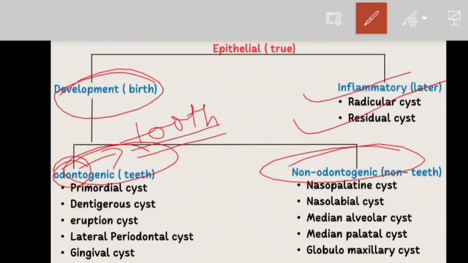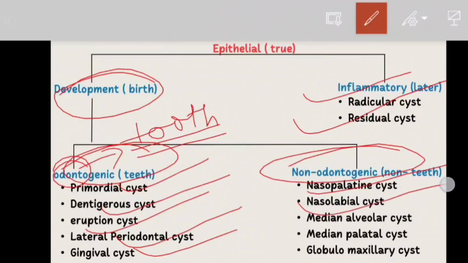So odontogenic cysts are related to the tissue which is involved in the tooth development. They are the primordial cyst, dentigerous cyst, eruption cyst, lateral periodontal cyst, and gingival cyst. So these come under the odontogenic cyst. So what does the word odontogenic remind you of? Yes, the answer is tooth. Excellent. Now the non-odontogenic cysts are not derived from tooth related tissue. They are like nasopalatine cyst, nasolabial cyst, median alveolar cyst, median palatal cyst, and globulomaxillary cyst.